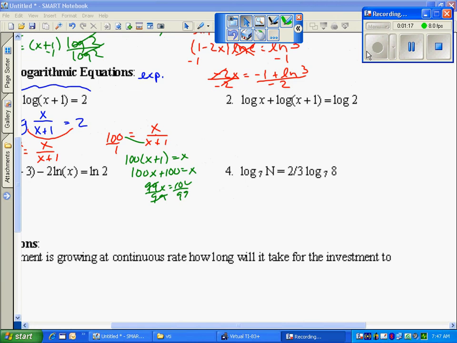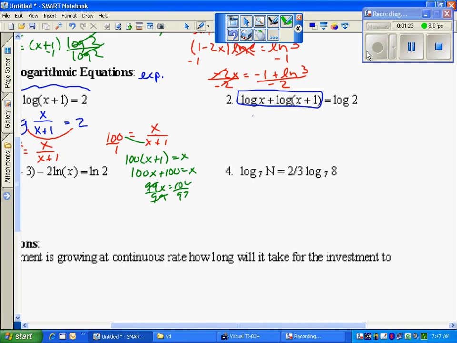If you look at the second problem, there are 3 logs, so what I'm going to do is look on the left-hand side of the equal sign. That's going to become log of x times x plus 1, and that's equal to the log of 2. Well, if you take a look, if left hand equals right hand, these already match up. So if they're going to be equal, x times x plus 1 has to be equal to 2.